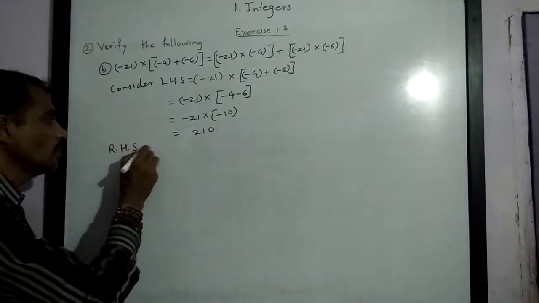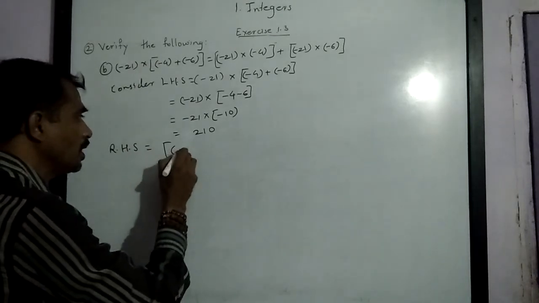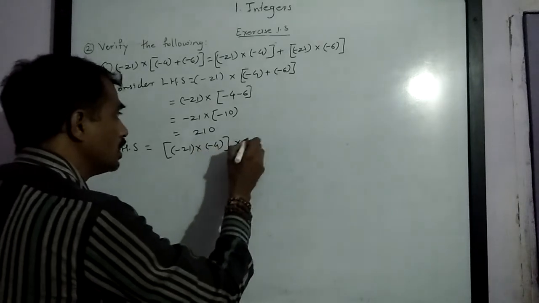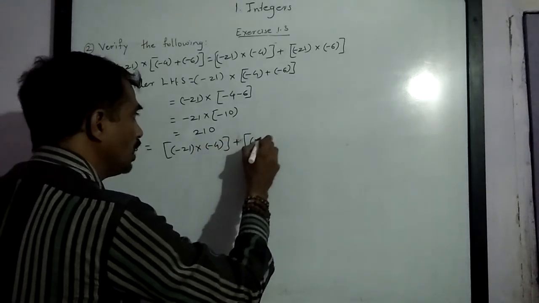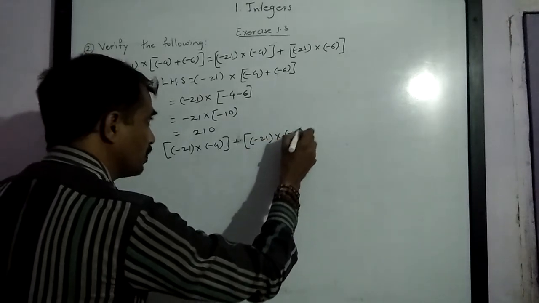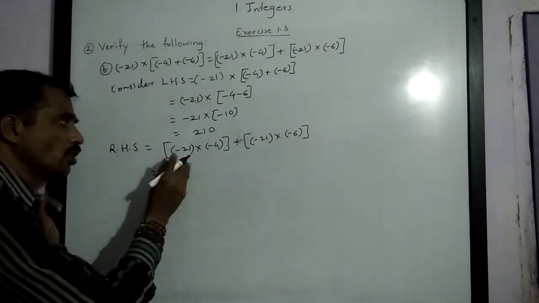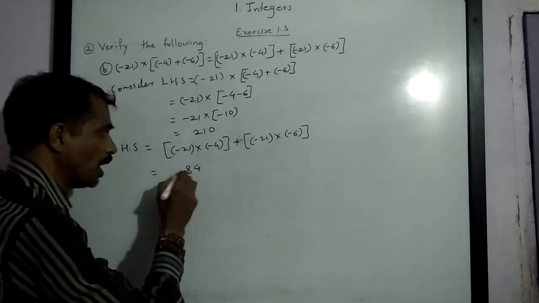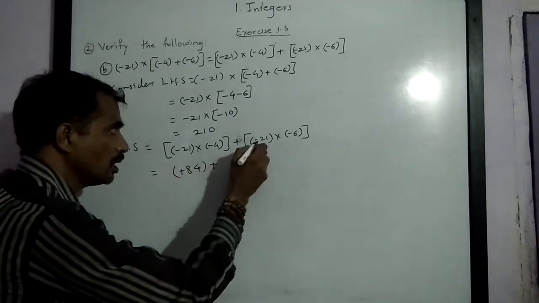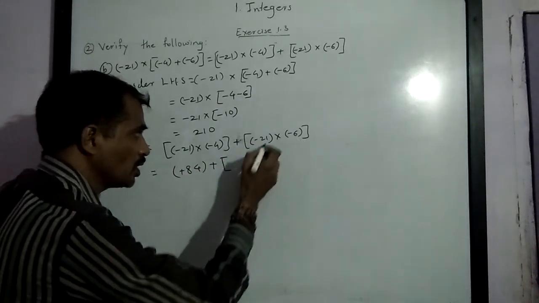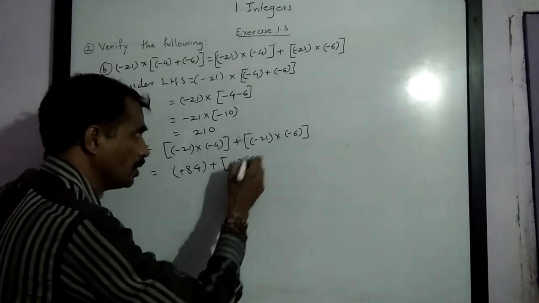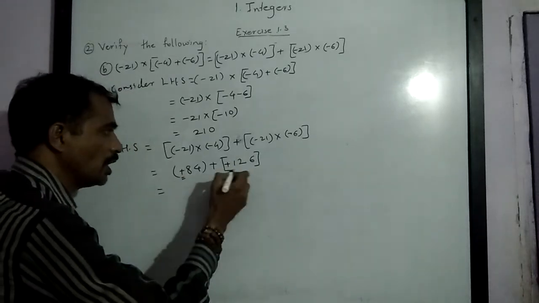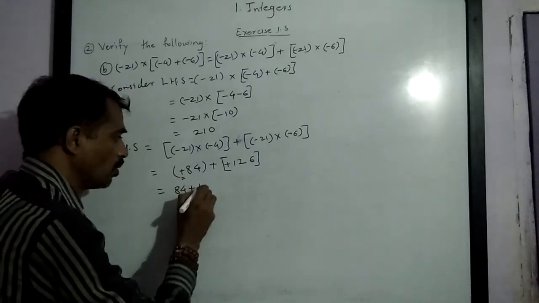Let us check what is RHS. In first bracket we have negative 21 into negative 4, and in second bracket we have negative 21 into negative 6. So this is equal to, let us do the multiplication. 4 1s are 4, 4 2s are 8, minus into minus is plus. Plus this, let us check. This is 6 1s are 6, 6 2s are 12, minus into minus is plus. So this is equal to, no need to give the plus sign, so we have 84 plus 126.